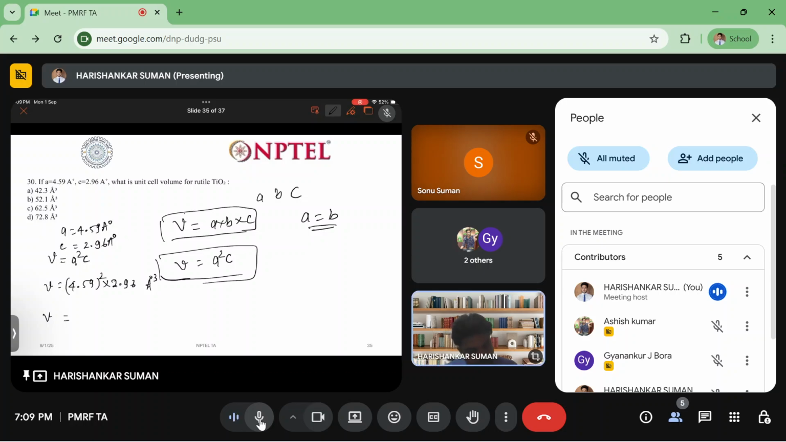So this is 4.59 squared multiplied by 2.96. This is 62.5. Let's calculate. So the answer will be C. Okay, this is the correct option. Did you get this explanation?